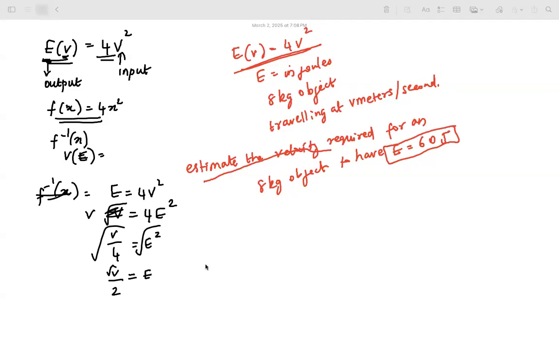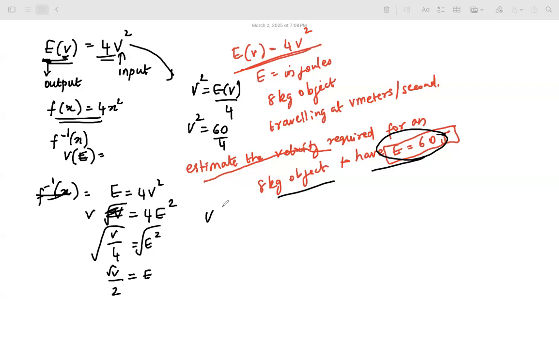See here, when you solve for the inverse, in this case they're just asking: estimate the velocity required for the 8 kg object to have E equal to 60. From here itself, you can derive V square will be equal to E of V by 4. They have given, I did not properly notice this, so 60 by 4. V square will be equal to 60 by 4. It is a simple one. V will be equal to 30 by 2. V will be equal to square root of 15.